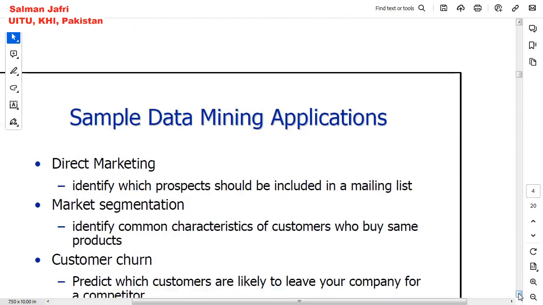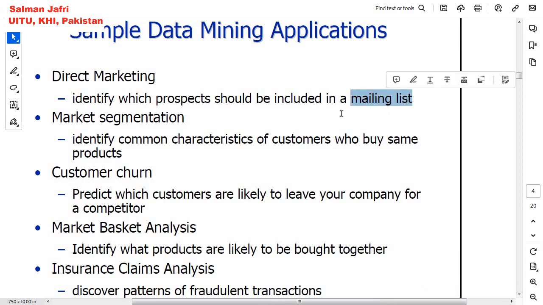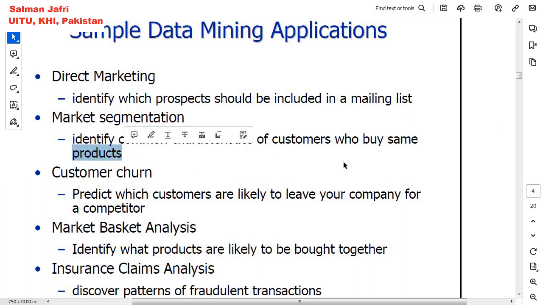So now we can look at sample data mining applications. First is direct marketing, to identify which prospects should be included in a mailing list, right? So we can find out which products we should advertise in a mailing list. Market segmentation: identify common characteristics of customers who buy the same products, right? So if someone is buying a UPS, we find out the common characteristics of customers who are buying certain products such as UPS.